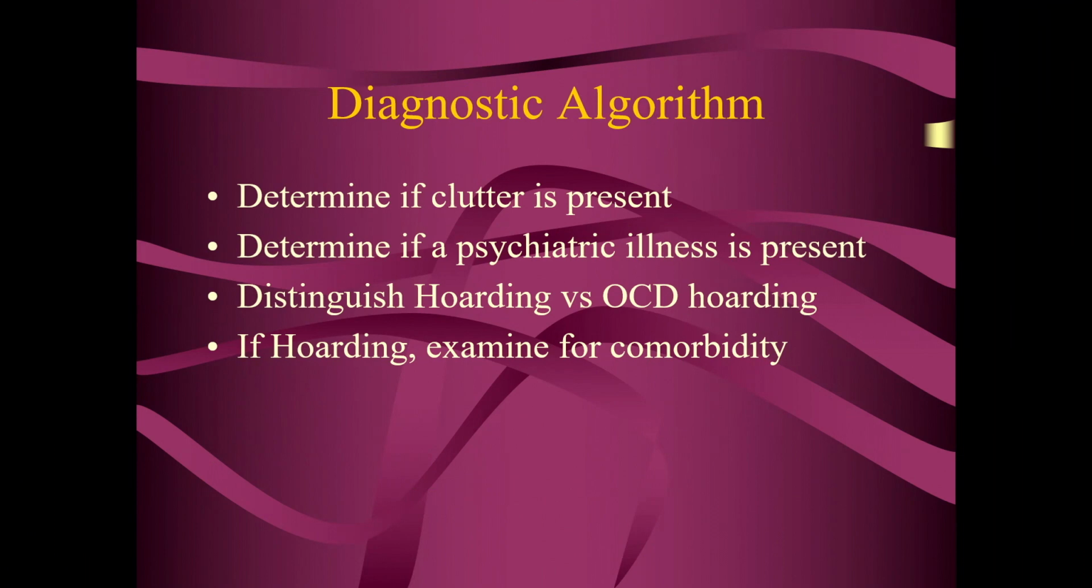If there is clutter, determine if a psychiatric illness is present, or whether there is a medical or other non-psychiatric reason for the clutter. Then if you know it's psychiatric, you want to distinguish: is it hoarding or is it OCD? Because OCD hoarding is very different from hoarding disorder. If you determine the patient has hoarding, then you have to examine for all those comorbidities that I discussed earlier. That's my algorithm, the stepwise way to approach concerns about clutter and hoarding.